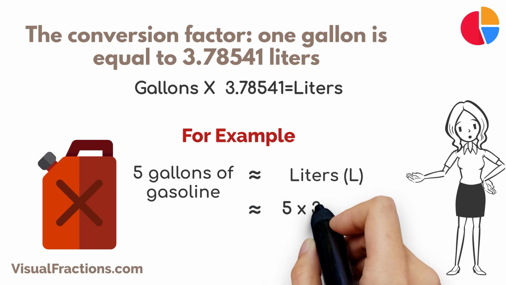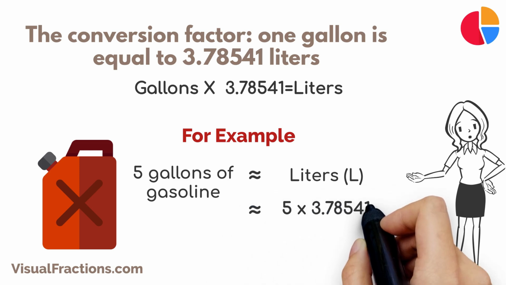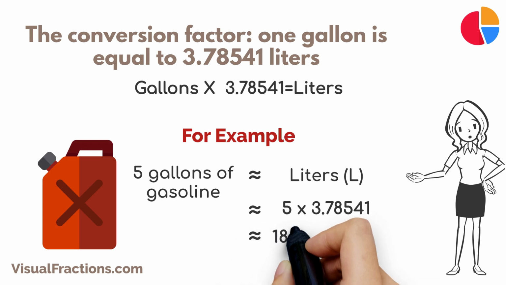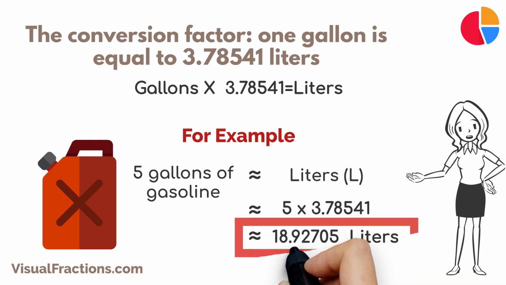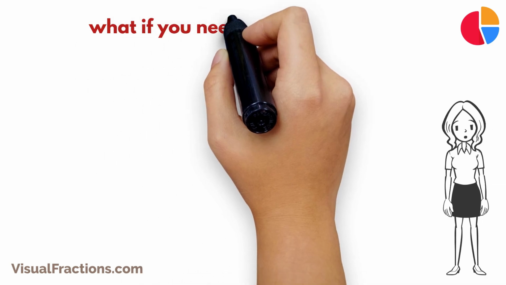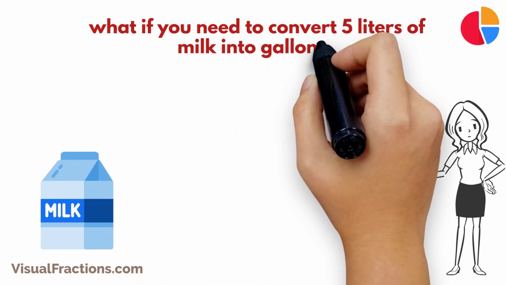By multiplying 5 by 3.78541, you'll find that it equals approximately 18.92705 liters. That's it! Your 5 gallons of gasoline is equivalent to approximately 18.92705 liters.